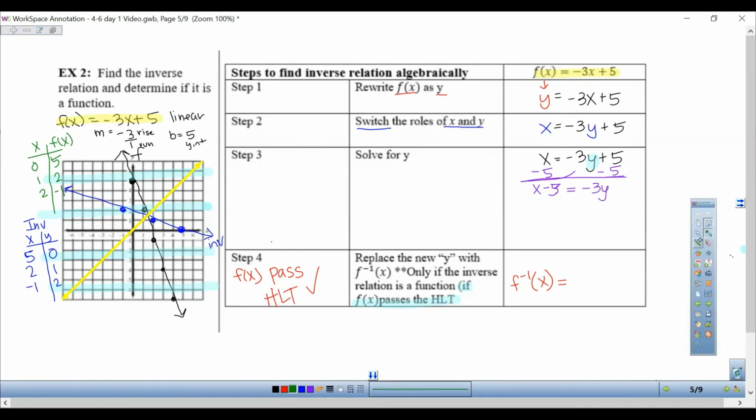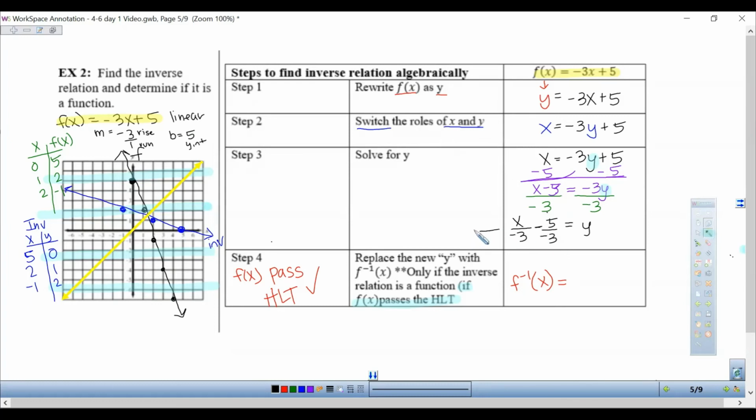Then, in order to get the y by itself again, I need to get rid of the negative 3. I'm going to do that by dividing. So if I divide both sides by negative 3, that gives me that y equals, and technically I have this x minus 5 over negative 3. I want it to look like this because that's what linear functions look like. So I'm going to simplify. Remember that if each term is divided by that value, I can split my fraction. So I have x over negative 3 minus 5 over negative 3.